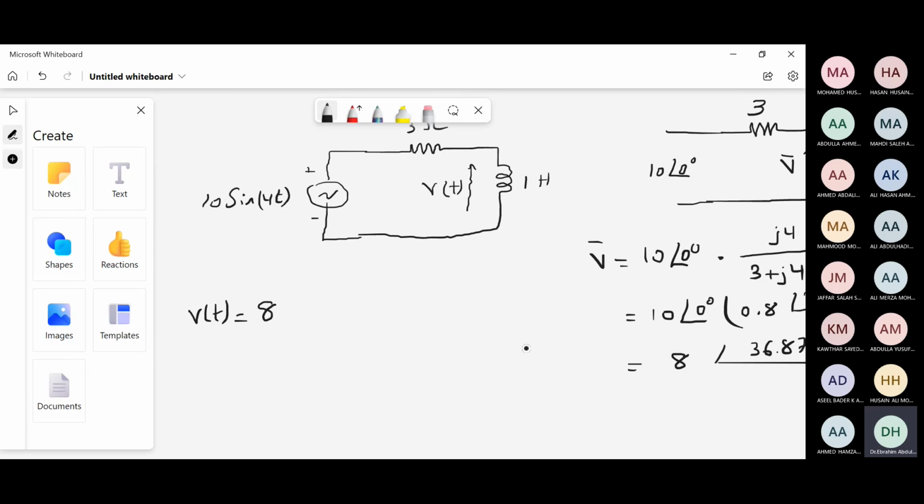I use sine here, so then it is sine, same frequency, same omega, plus angle, which is 36.87.